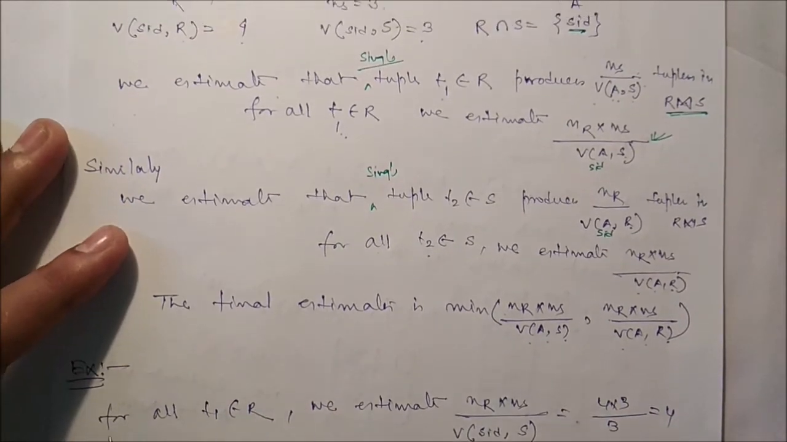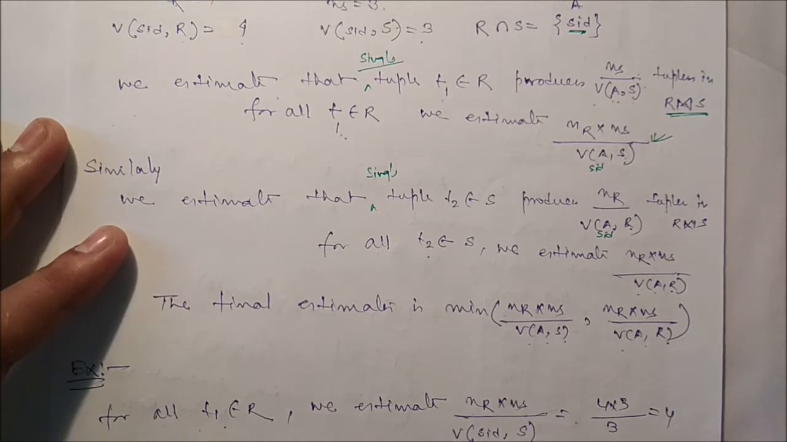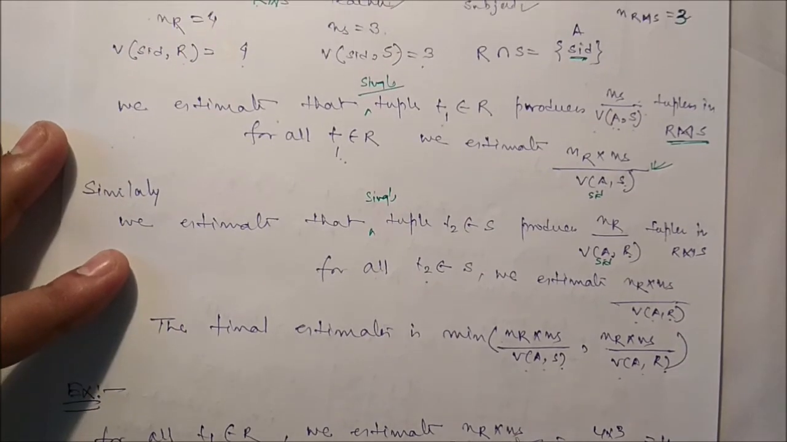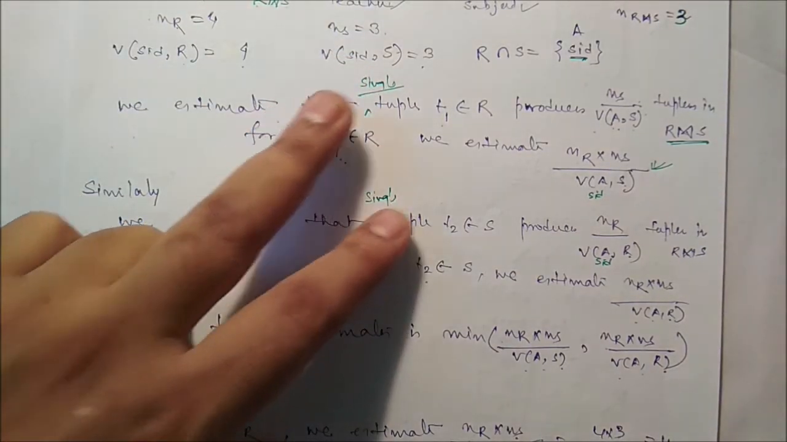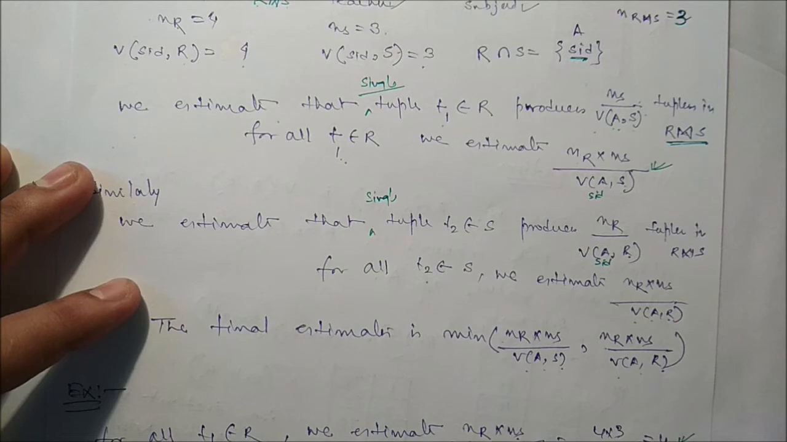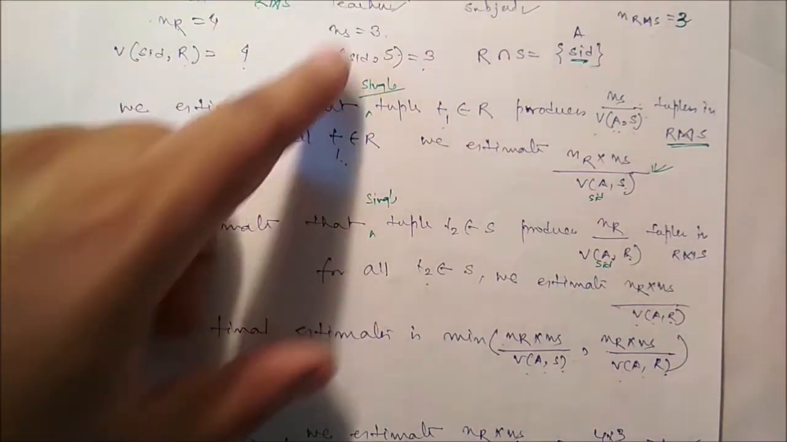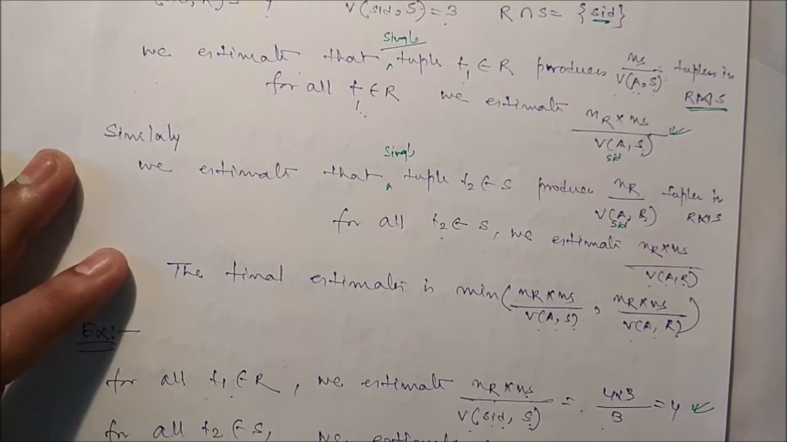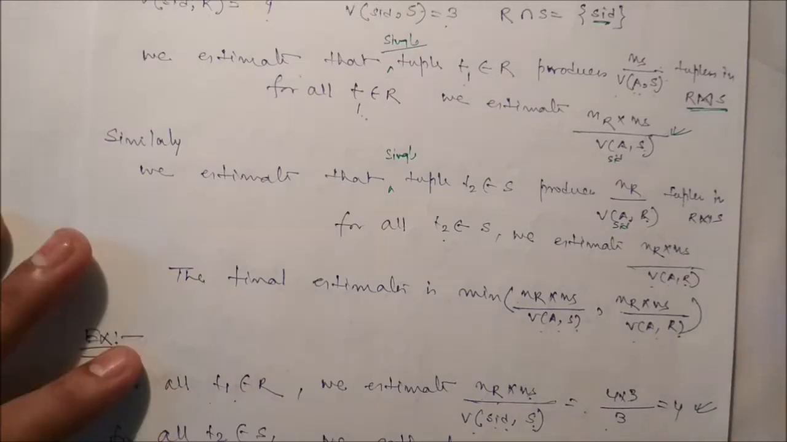So for example, for all T1 we estimate NR into NS by V(SID, S). NR is 4, NS is 3. V(SID, S) is 4. So we estimate 3. And for all T2 belonging to S, we estimate NR into NS by V(SID, R). So NR is 4, NS is 3, and V(SID, R) is 4, and the answer is 3. And the final estimate is what?